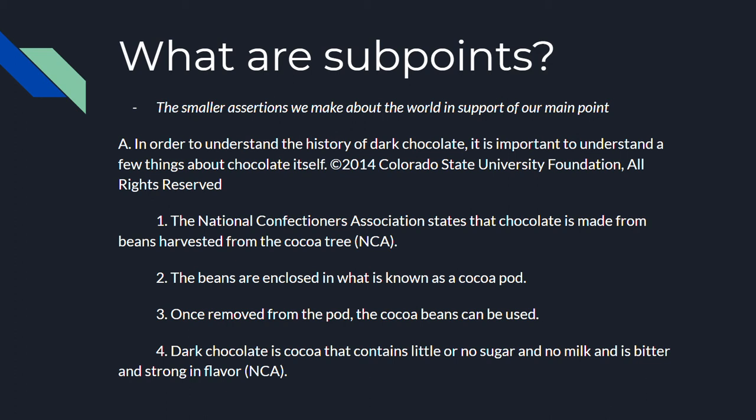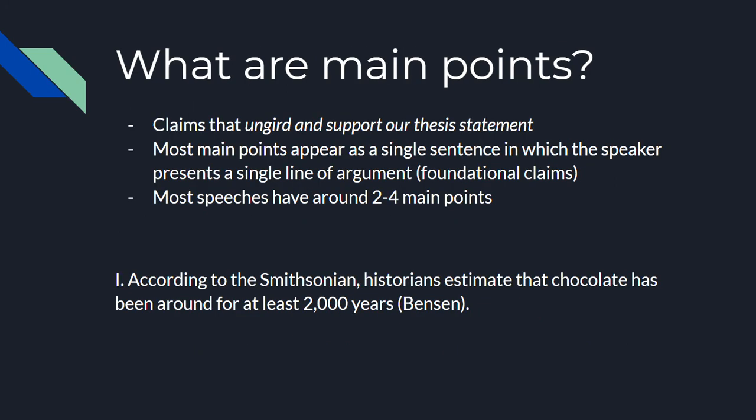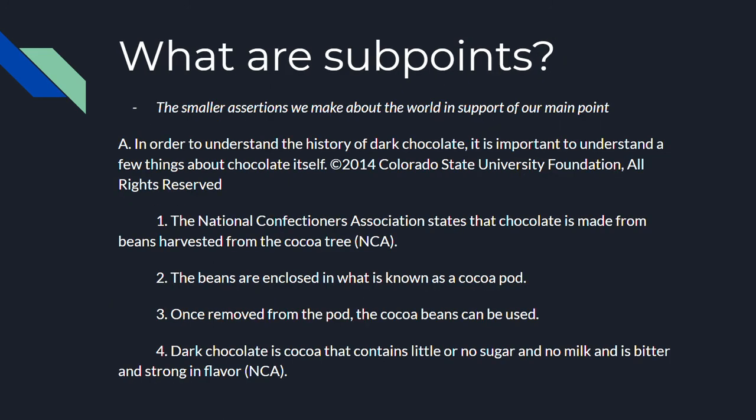Subpoints are the smaller assertions we make about the world in support of our main points. They're like the backup points, if you will. Going back, we can see in an outline that that was the Roman numeral 1 for "according to." And then here, it delineates into the smaller subsection. So here we have a big A, and you can have subpoints to your subpoints. That's absolutely fine and very, very common. And that's what the numeric numbers are.